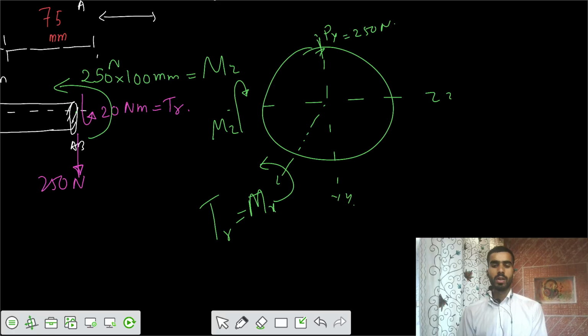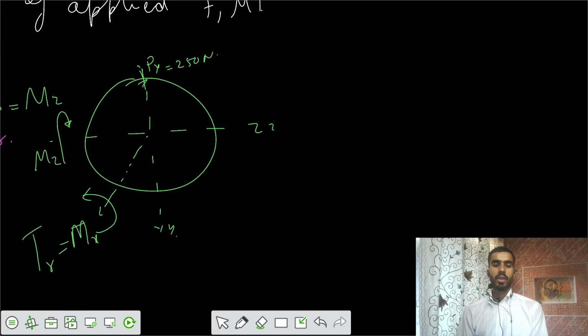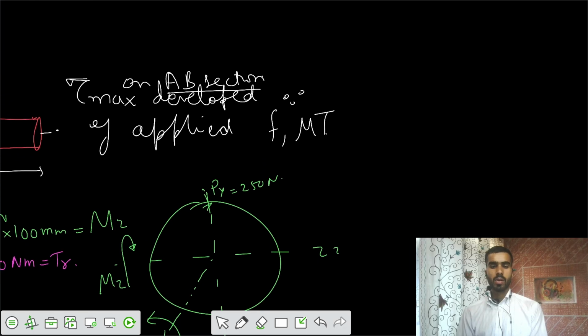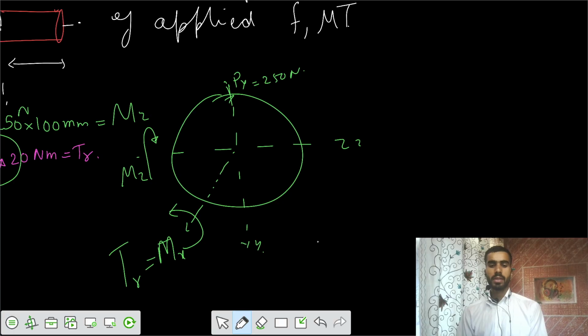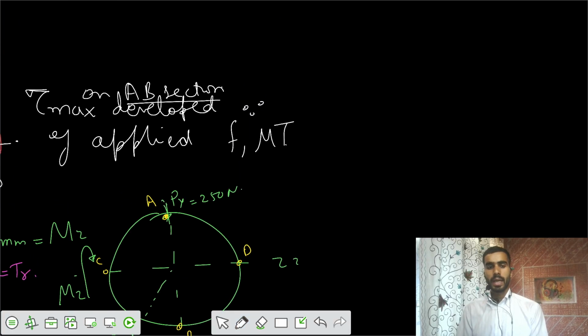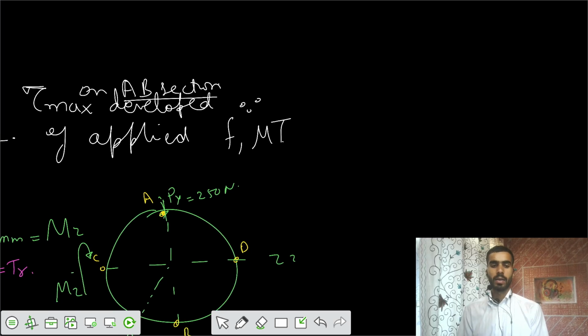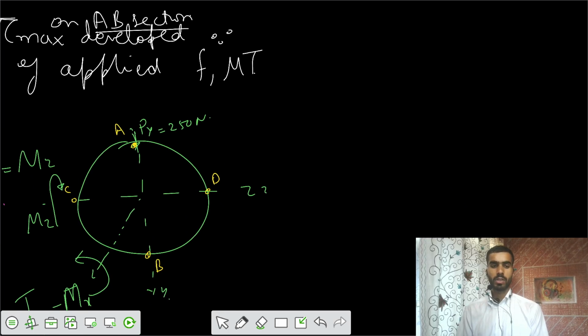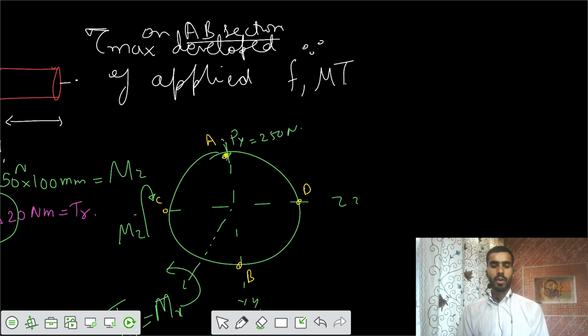So you have three different loadings, and because of that, you need to get the value of tau max on the AB section. So you have this AB section, and there are 4 critical points: A, B, C, D. Now, if you are going for point A, there are also different possibilities. If you need tau max, you have different possibilities.